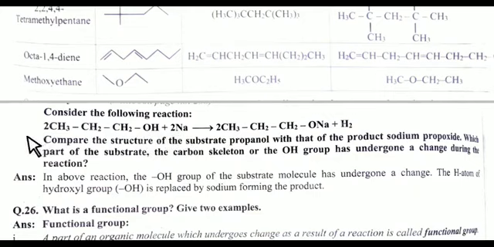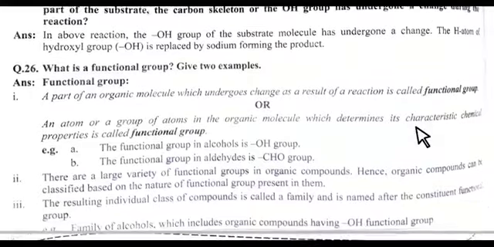Here the starting coefficient 2 is there. It means there are 2 CH3, 2 CH2, 2 CH2 and 2 OH, meaning the quantity of this substrate is 2. So these 2 OH groups are replaced by 2 sodium. So the OH group undergoes change, and the hydrogen atom of the hydroxyl group is replaced by sodium. These 2 hydrogens are replaced by 2 sodium, and in place of these 2 hydrogens, 2 sodium are attached, the reaction continues and the product is formed.